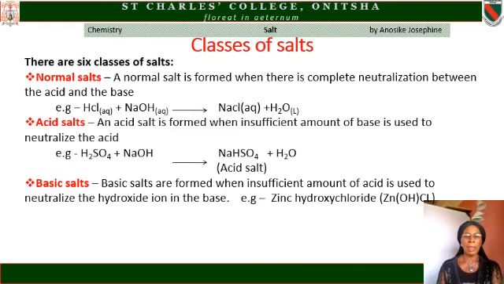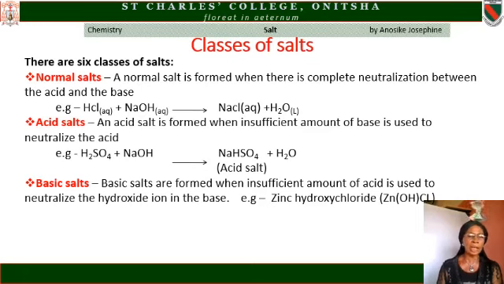Now we are going to look into the classes of salts. There are 6 main classes of salts. The first one is the normal salt. A normal salt is formed when there is complete neutralization between the acid and the base. In this case, you can see HCl, which is the acid, reacting with the base sodium hydroxide to give us sodium chloride, which is the salt, and then water.